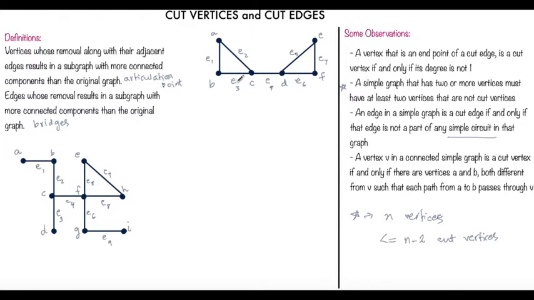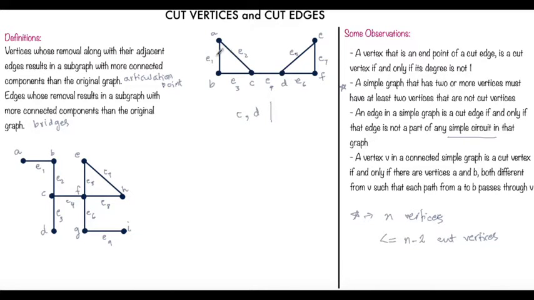But what about C and D? If I remove C, then A and B are connected and D, E, F are connected, but this part is not connected to that part. So C is a cut vertex. Same with D. Now let's see whether we can use something here or not. But before that, let's go to cut edges.